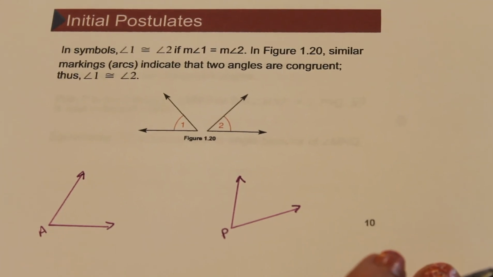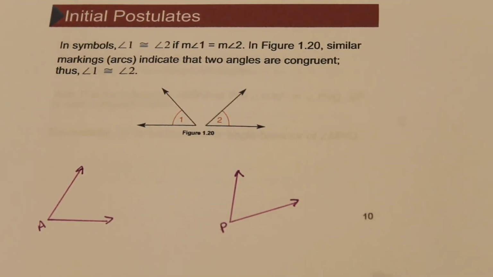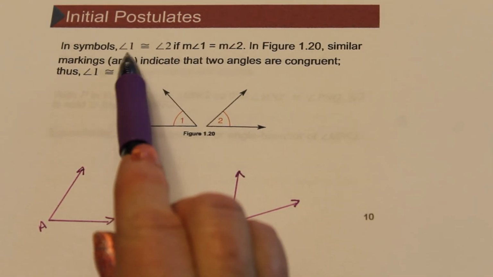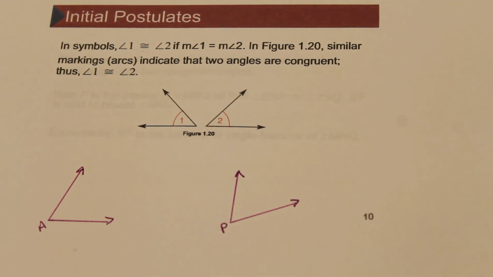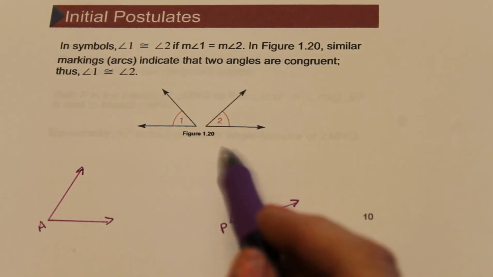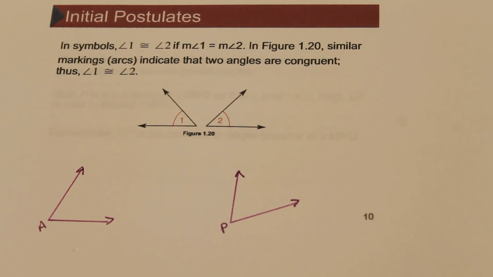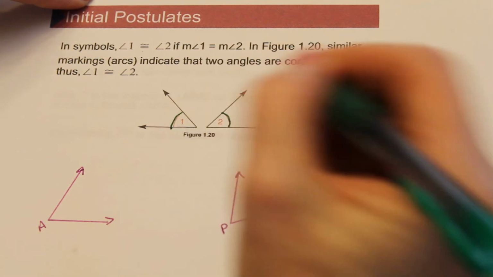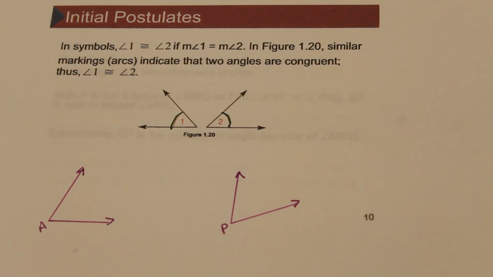So let's take a look at these two angles here. Here's angle 1, here's angle 2. We are told angle 1 is congruent with angle 2 if the measure of angle 1 is equal to the measure of angle 2. And another way to mark a diagram to show that angles are congruent is to use the same number of arcs. This marking is not just something to make it pretty. This single arc and this single arc say that those two angles are congruent. They have the same measure.